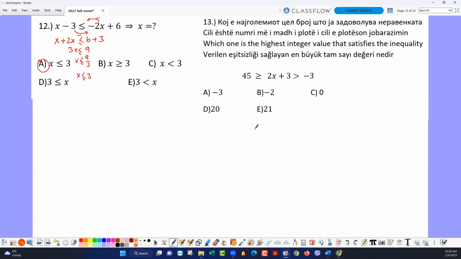But I'm going to do it like this. Like there is only one equation here. Together, I'm going to do all the operations, like 2x plus 3 is greater than minus 3. If I send this one to the other side, of course, we are going to change the sign.